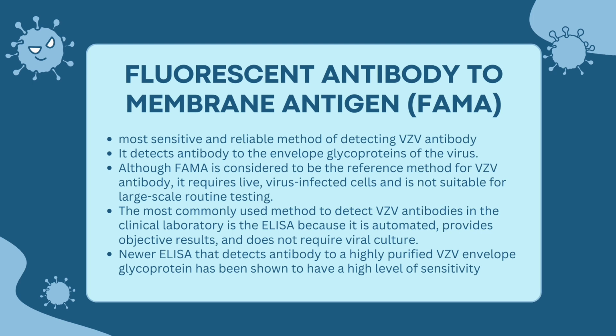The most commonly used method to detect VZV antibodies in the clinical laboratory is the ELISA, or enzyme-linked immunosorbent assay. Because it is automated, it provides objective results and does not require viral culture. Although older ELISA methods that employ a whole antigen extract are less sensitive than FAMA, a newer ELISA that detects antibody to a highly purified VZV envelope glycoprotein has been shown to have a high level of sensitivity.